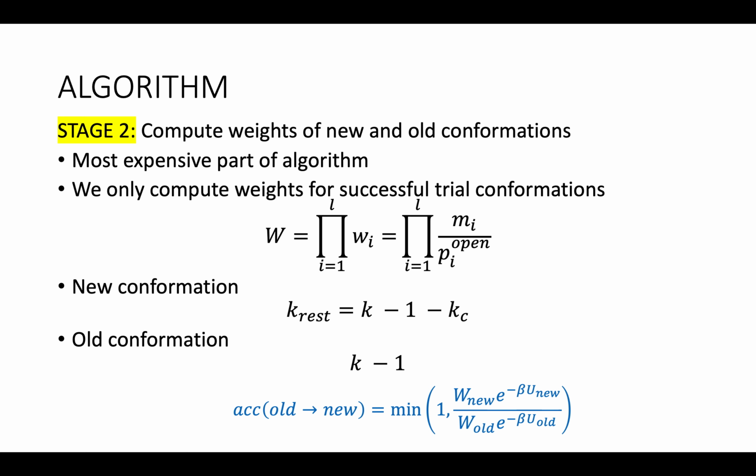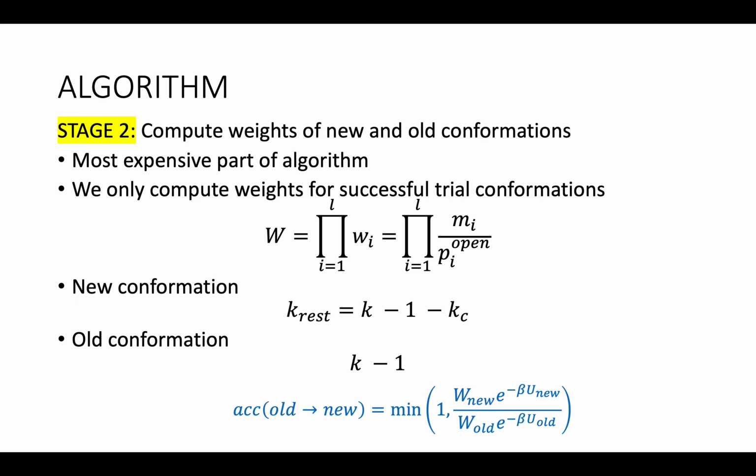And this is the most expensive part of the algorithm, but it is also the part that illustrates how nice recoil growth is compared to configurational bias Monte Carlo, because we're only computing the weights once we know for sure that we have generated a successful trial conformation. And in contrast, in CBMC, we may be spending much of our time on a conformation that could terminate in a dead alley. So this is already an improvement.